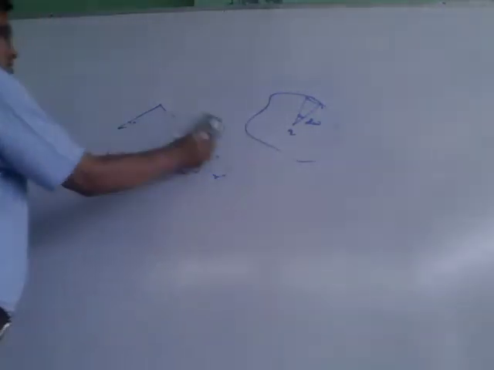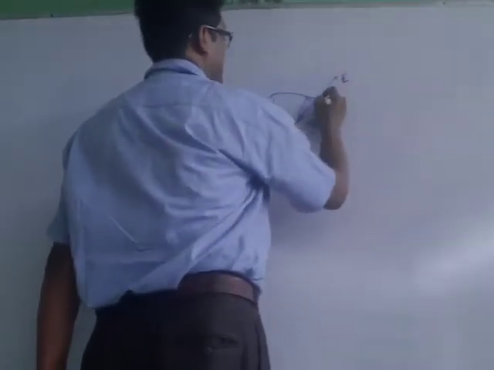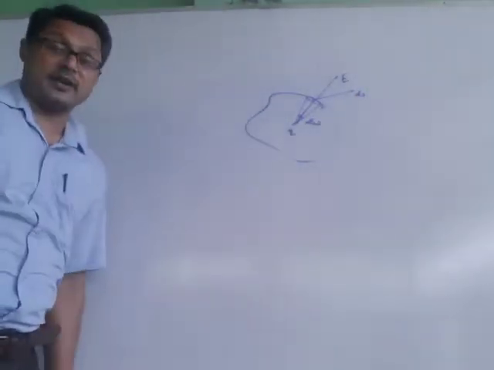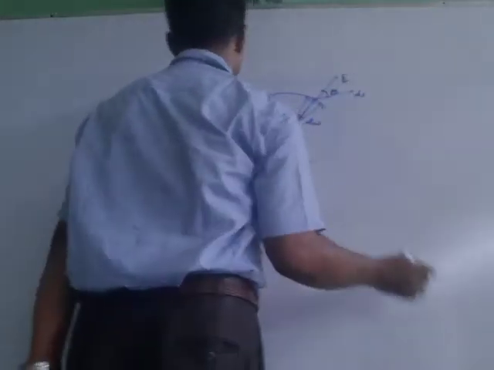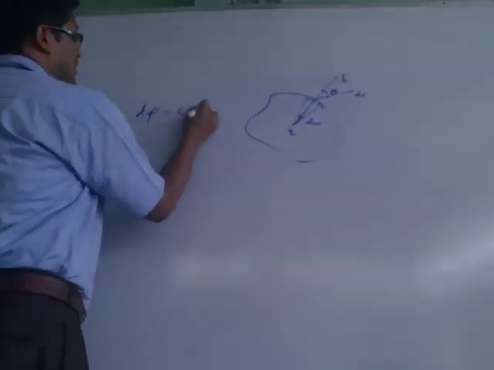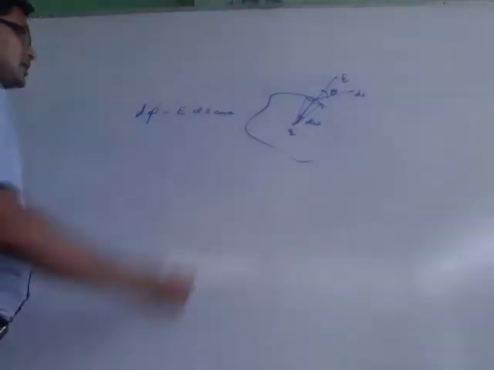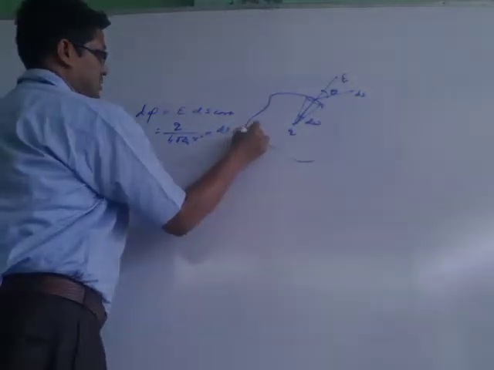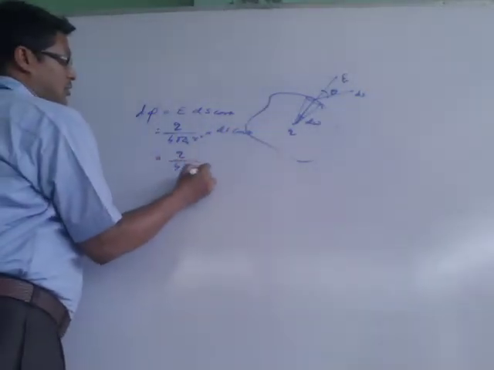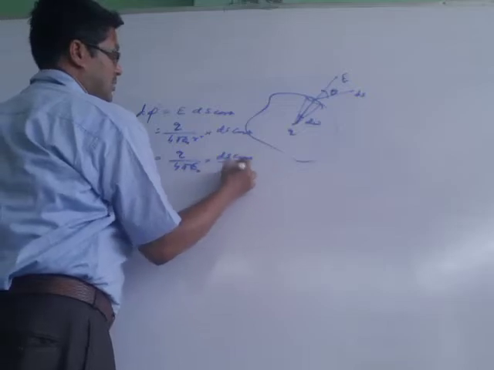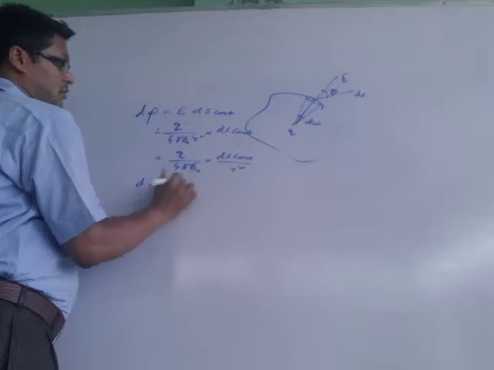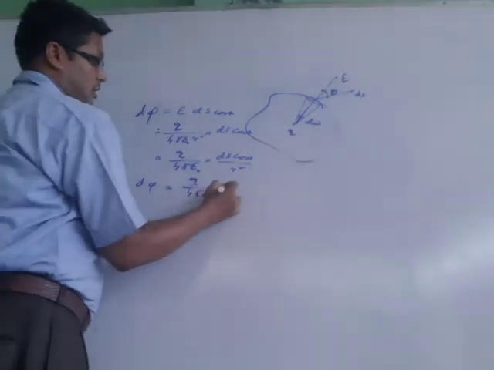Now here I have considered one small area ds, and the intensity is acting in this direction. Area vector remains in this direction. Area vector always remains perpendicular to the element ds. This angle is theta. So d phi equal to E ds cos theta. Now E equal to Q by 4 pi epsilon naught R square, into ds cos theta. That is Q by 4 pi epsilon naught into ds cos theta by R square. That is d phi equal to Q by 4 pi epsilon naught into d omega.